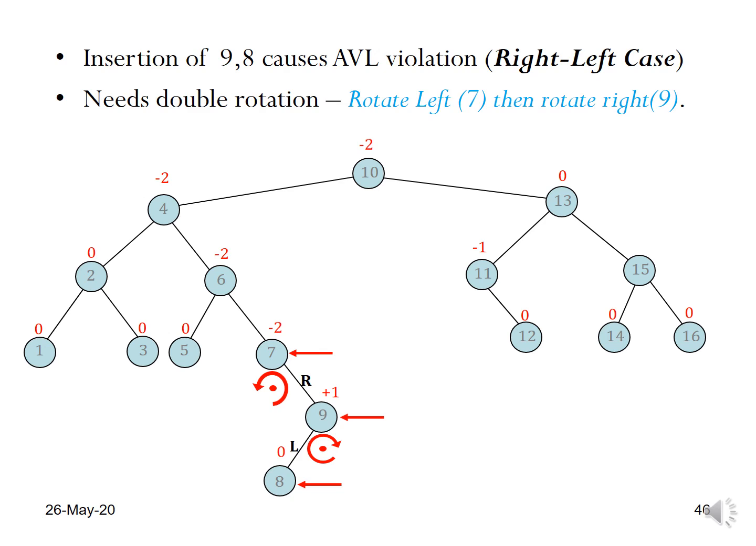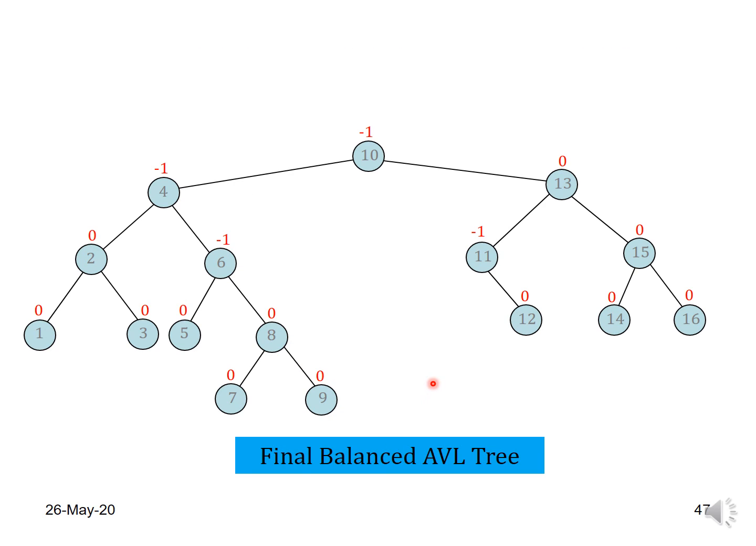So after double rotation, see, this is the final AVL tree. Now we can calculate the balance factor of all the nodes.